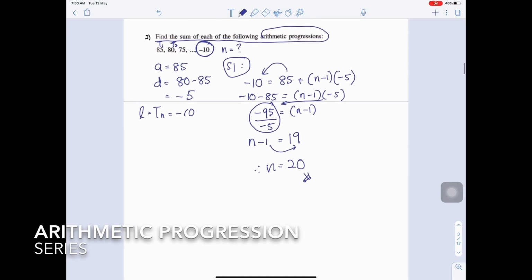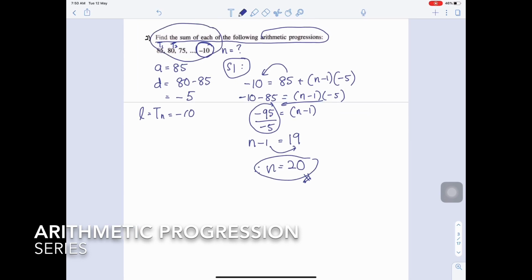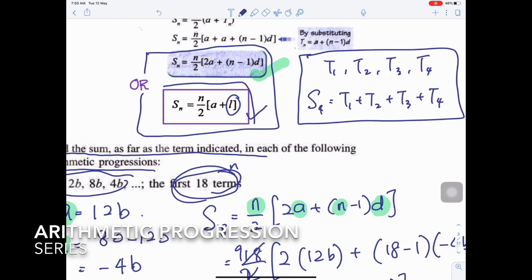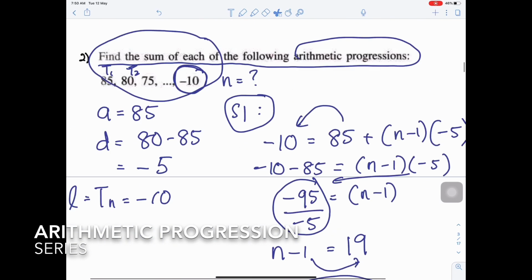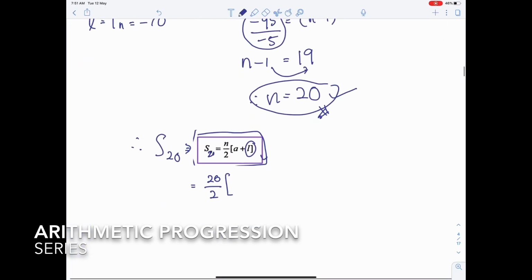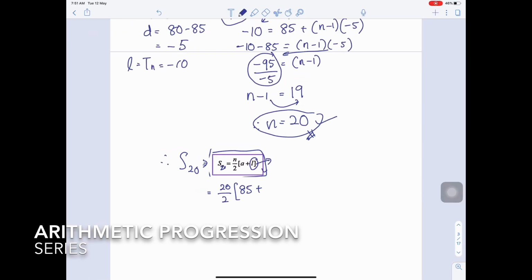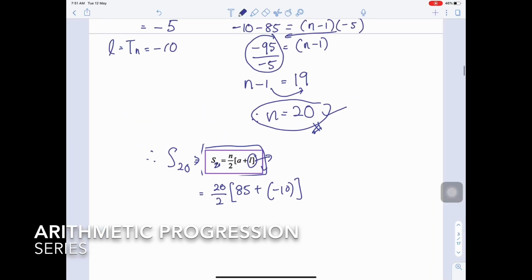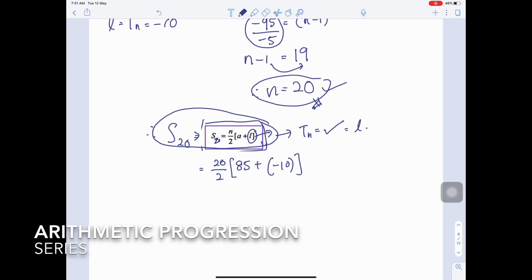This is not the final answer. The question asks you to find the sum of the first n terms. So here n equals 20, therefore S20 equals, from here we will use the second formula. Copy it, this is the second formula. S20 equals n, which is 20, divided by 2, times a, which is 85, plus l, which is tn, negative 10. This formula can only be used if we have the value of tn or l. Then simplify, 10 times 75, so the answer is 750.